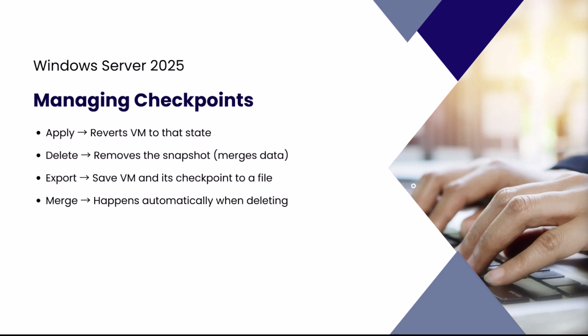So we found there are many options in the checkpoints, and it can be managed directly from the Hyper-V manager. You can apply a checkpoint, which means it will revert the virtual machine to that state. You have an option to delete the snapshot, and this will merge the data to clean up the storage. You can export, which means you can save the virtual machine. And you can merge. This merge is not a manual action; it happens when you delete a checkpoint.